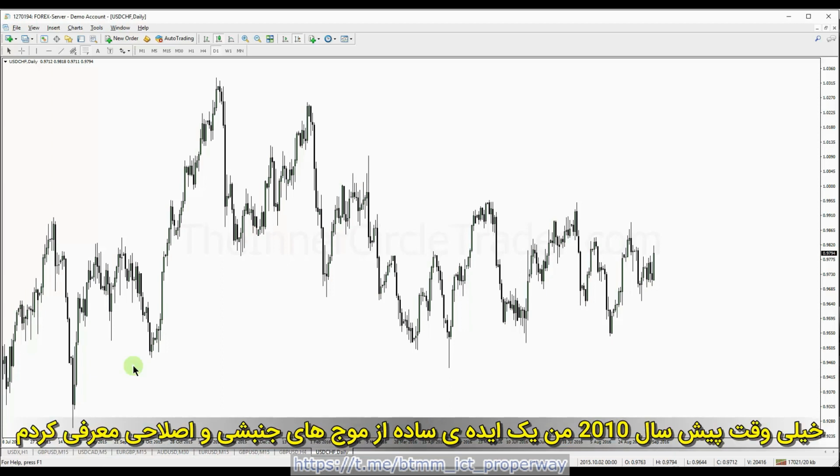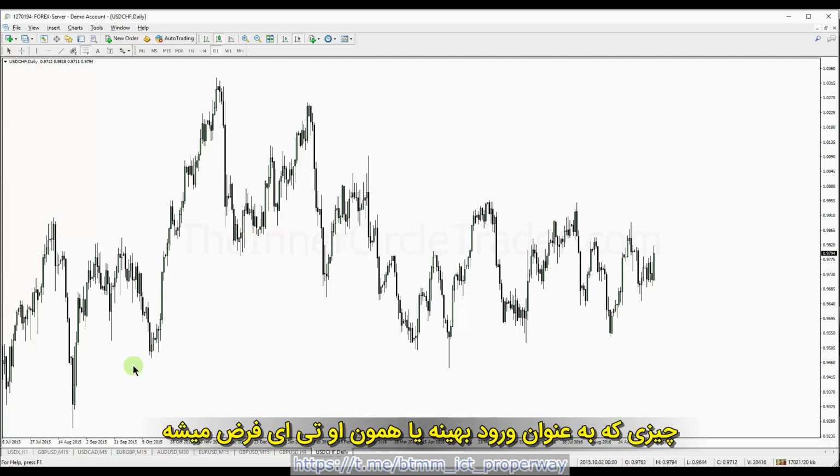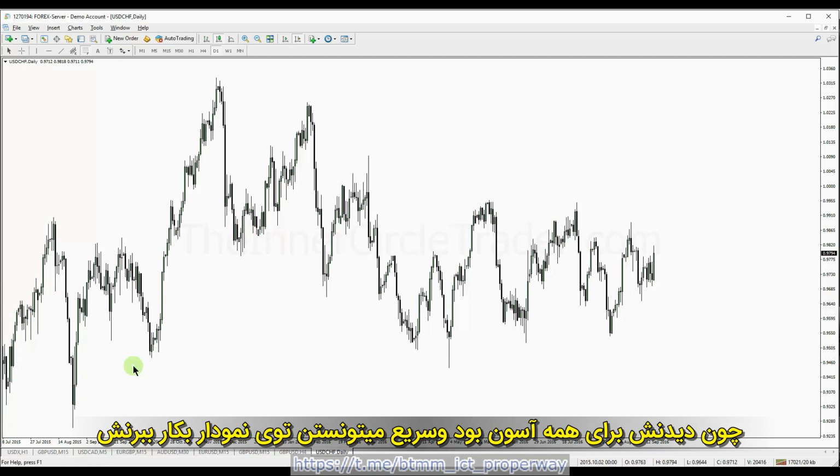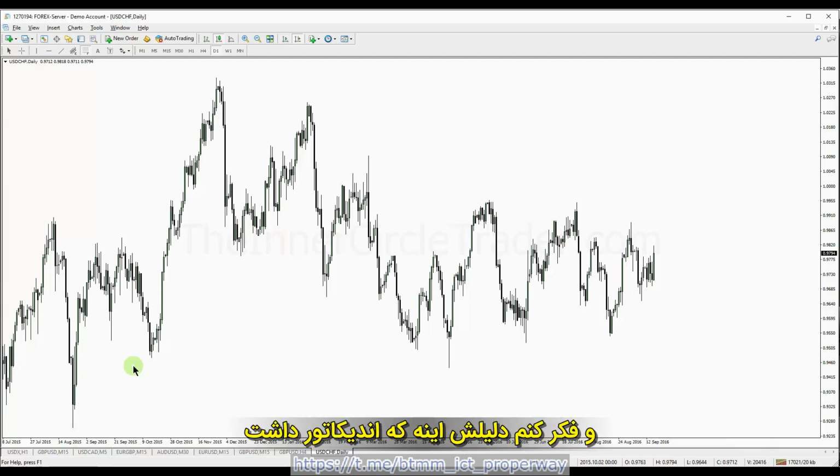A long time ago, back in 2010, I introduced a simple idea of looking at swing projections, retracements, and identifying what would be deemed as optimal trade entry. And everyone that saw it obviously fell in love with it, liked it. It was easy for them to see. They would apply it really quick to the chart. And I think the reason why is because it had an indicator applied to it, and that being the Fibonacci.